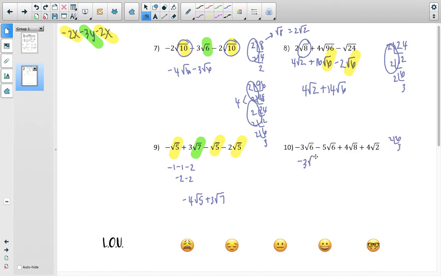So we have negative 3 square root of 6, and yes, you could simplify that before it, but I'm not going to. And square root of 8 is 2 square root of 2, so it actually ends up being 8 square root of 2 and 4 square root of 2. So these two combine and these two combine because they have the same radical. So you have negative 8 square root of 6 and 12 square root of 2, and that's it.